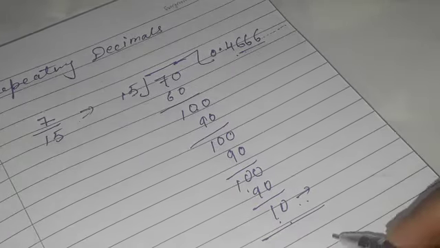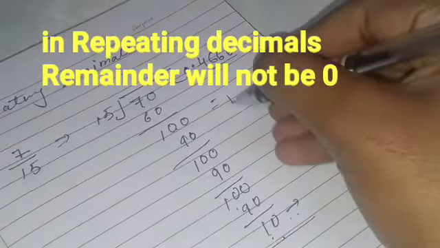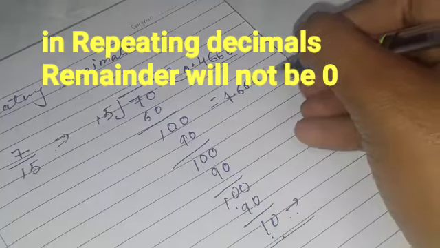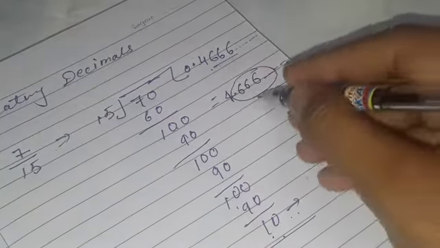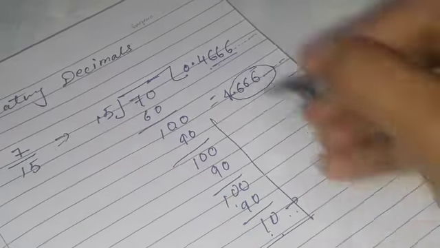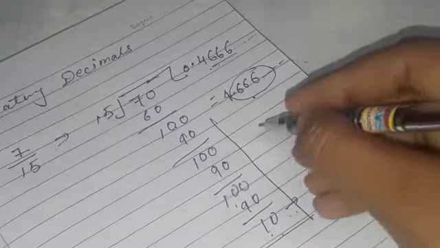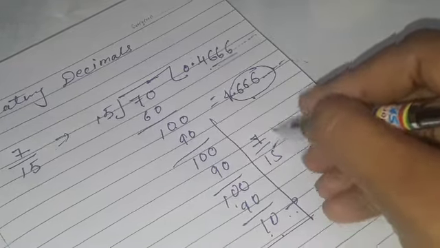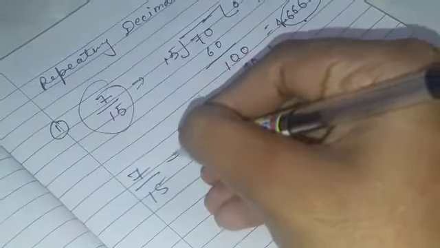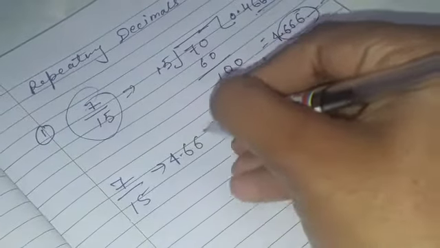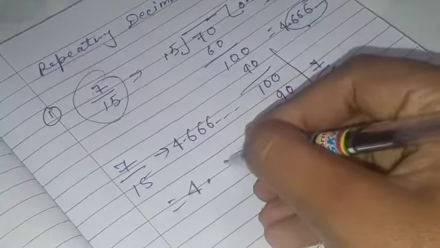So class, it means this is 4.666 up to so on. You can see this 6 is repetitive here, yes or no? This 6 is repeating continuously. So what is the meaning of that? This 7 upon 15 is actually 4.666 up to so on.